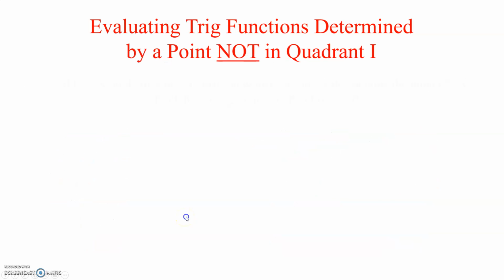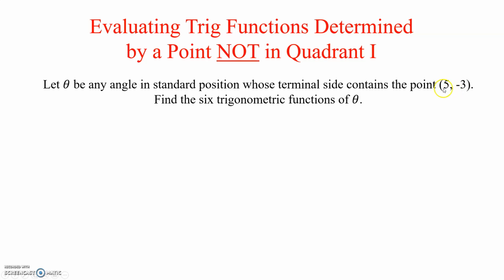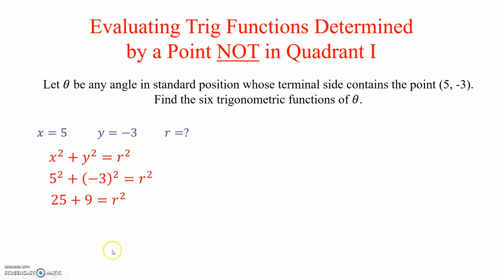Try a different one. Now we're working with the same numbers, but it's just in a different quadrant. So the only difference is the 3 is negative here. But the procedure is the exact same. So I got my x, my y, and we just need to find our r. Set up our Pythagorean theorem. Substitute the values in. We'll get the same 25 and 9. Gives us the same 34, radical 34.